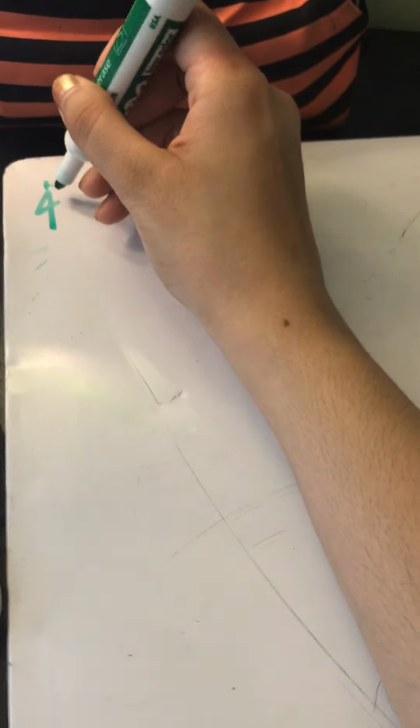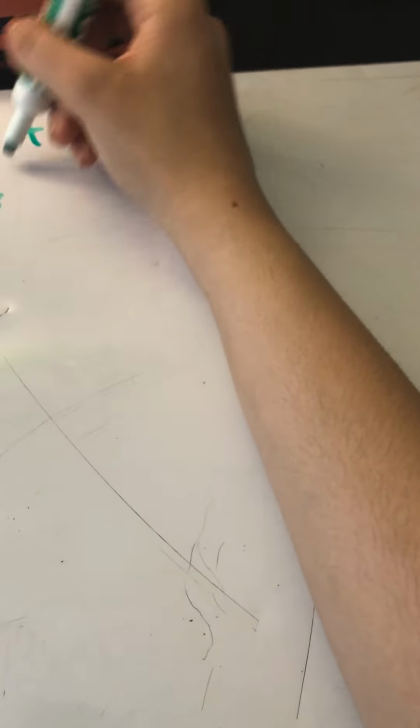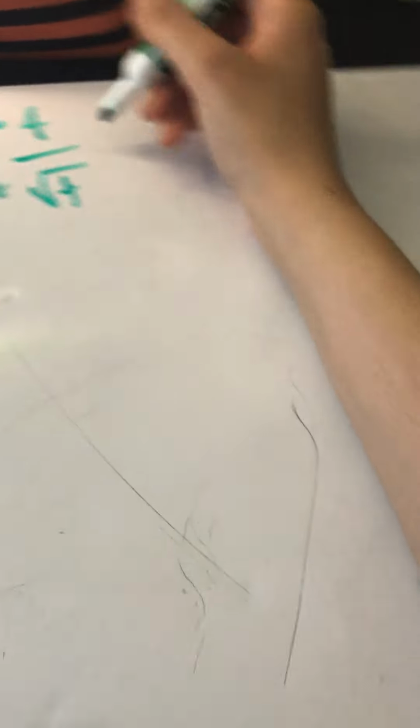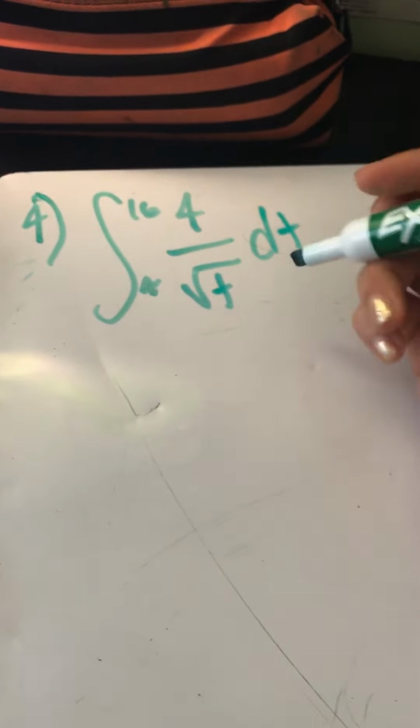Let's do number 4. Oh shoot, why is it blurry? Oh, there we go. Number 4. So you go from 4 to 16 of 4 over the square root of t, dt. Since our variable is on the bottom, we want to move it up.